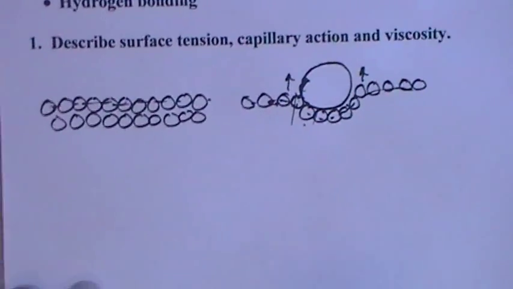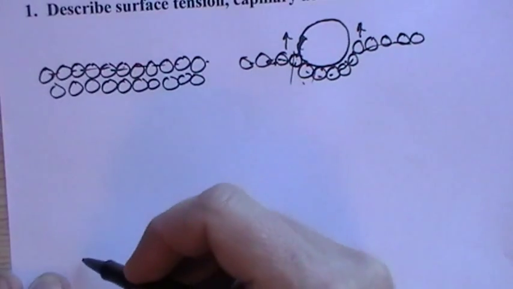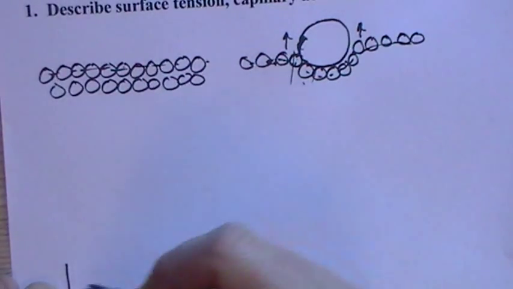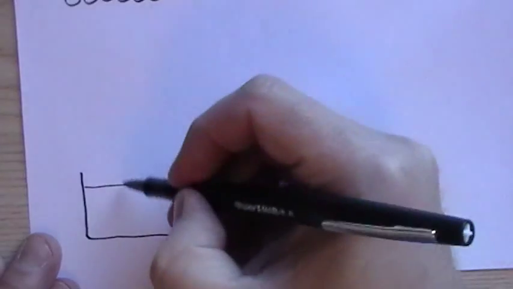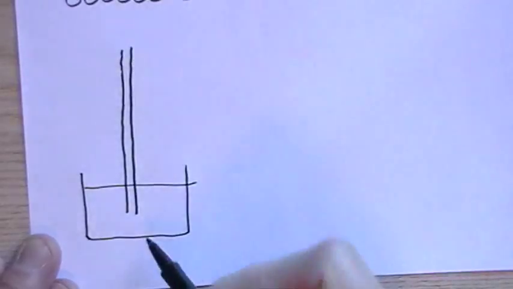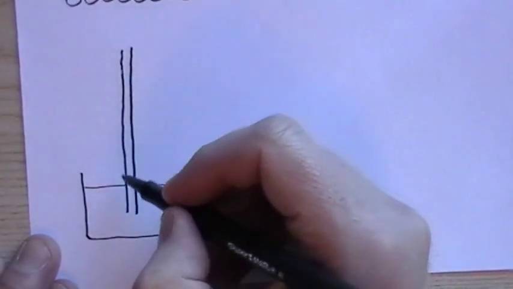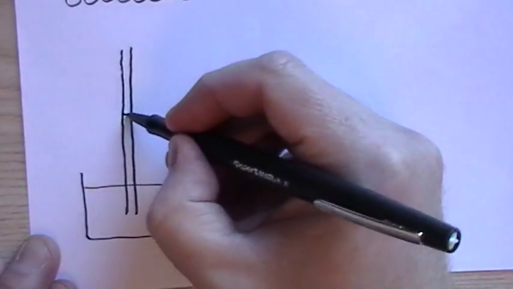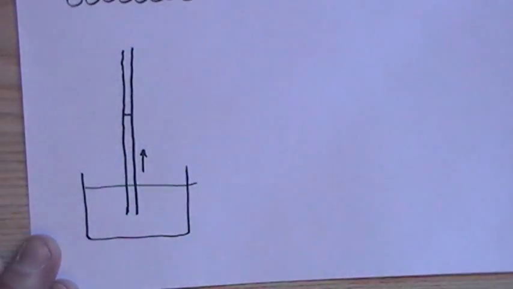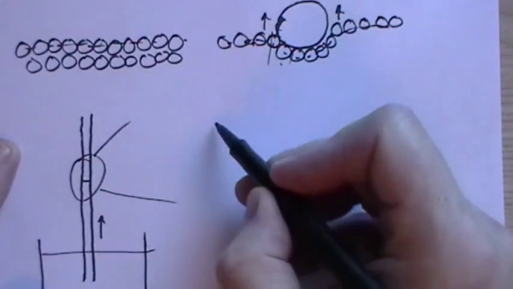Okay, so capillary action, or capillary rise, is where you have a container of water and you have a very thin tube. It has to be very thin. And you'll notice this with a straw or any kind of tube you put into water. The water rises up into the tube. Now we're going to kind of expand this area out.